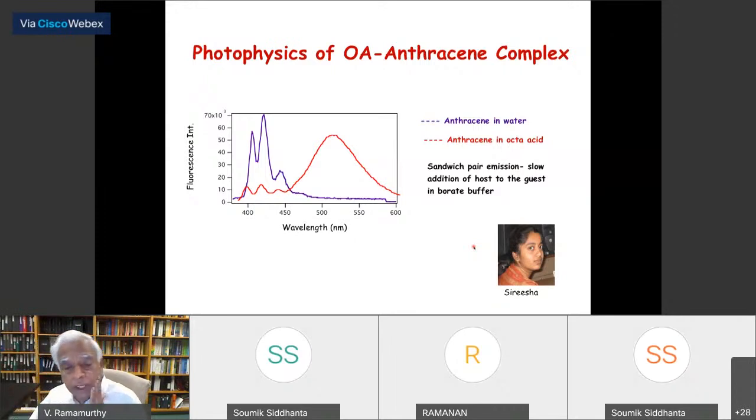Okay, so we were all excited at that time. Everybody else before us was saying, oh, you can never see anthracene excimer, and here we are just seeing it in something very unusual, water.